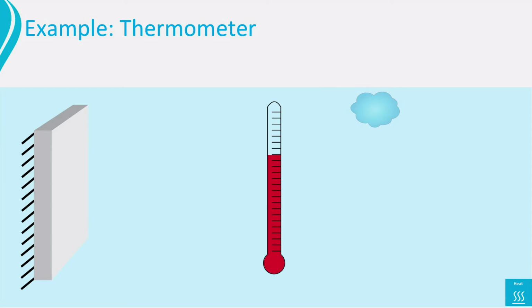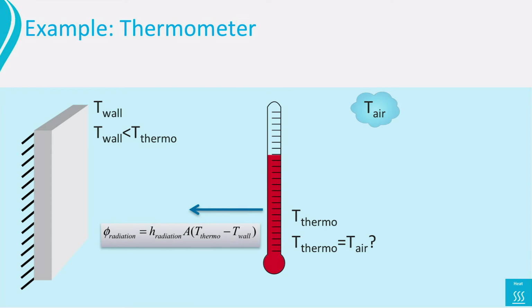To illustrate the effect of radiation, we take a thermometer which hangs in the middle of a room. The temperature of the air in the room is equal to T air, and the temperature of the wall of the room is T wall. The wall temperature is lower than the one of the thermometer. What temperature does the thermometer show? We expect that the thermometer indicates the temperature of the air. The problem here is that the thermometer sees the colder walls.